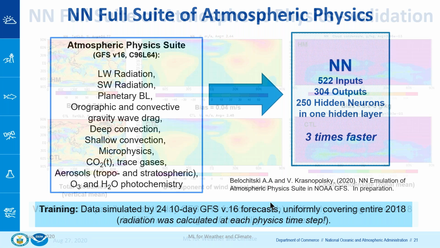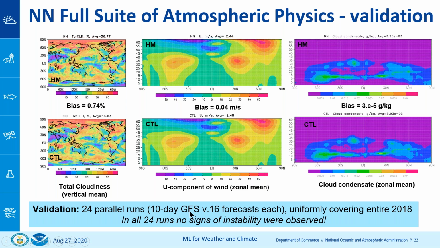For validation, we perform 24 parallel runs for a 10-day forecast, uniformly distributed over an entire year. And no signs of instability were observed. The upper row shows results from a hybrid model where atmospheric physics is emulated by a neural net, and the lower row shows control runs. And you see that they are very similar. You cannot see the difference, even for such nonlinear, sensitive values as total cloudiness and cloud tendency.